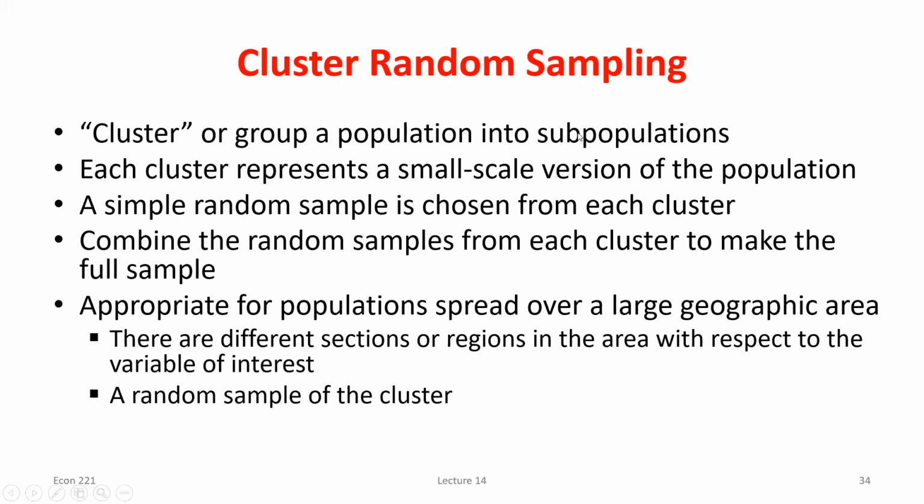But each one of those cities just looks like a smaller scale version of every big city, right? So that's the idea of cluster random sampling. It's not based off of another characteristic, but we're just looking at several different small subpopulations that look like small scale versions of the population, right? But we're making sure that each one of those subpopulations is represented.